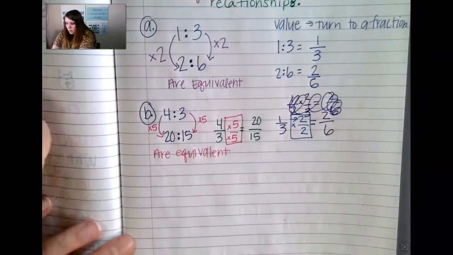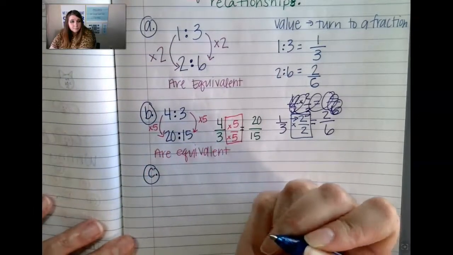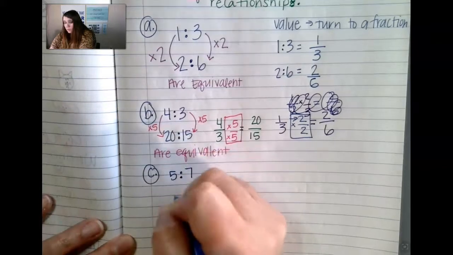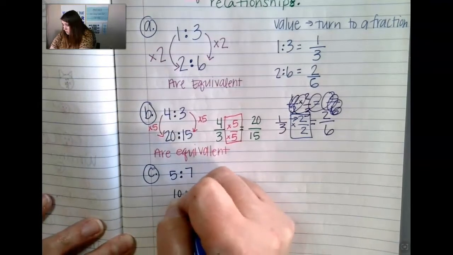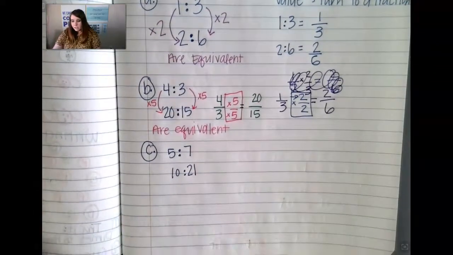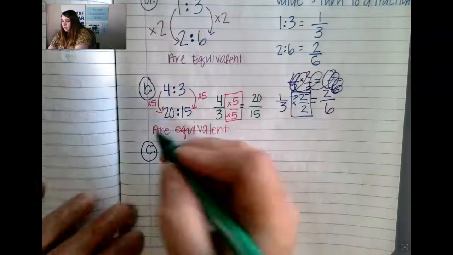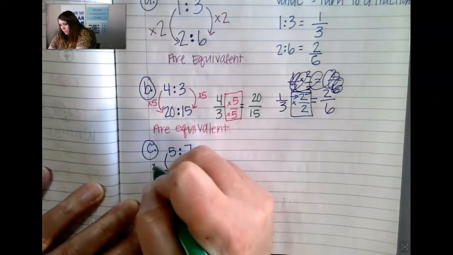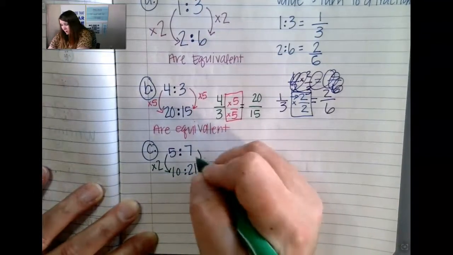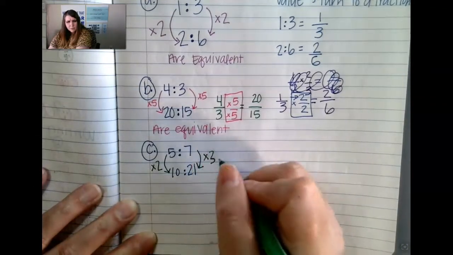All right, let's look at one more example. Example C. Example C says 5 to 7 and 10 to 21. Are these equivalent ratios? Well, let's look and see what we had to multiply by to get from one to the other. So to get from 5 to 10, I multiplied by 2. To get from 7 to 21, I multiplied by 3. Nope, that's a 3. 7 times 3 gives me 21.